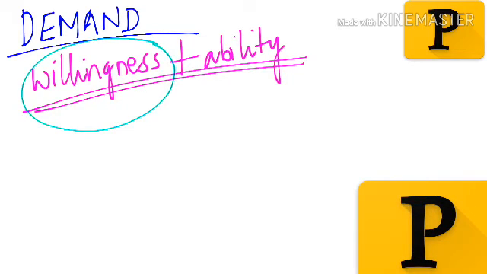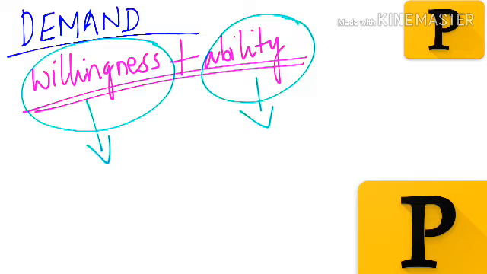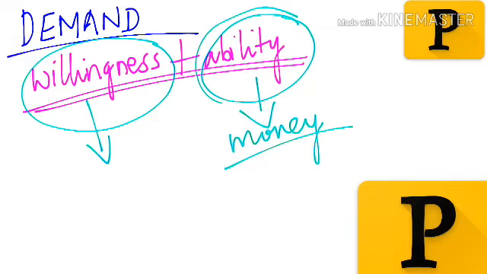What is willingness? Willingness means the wish for it. You are willing to buy it. And what is ability? Ability means you should have the money to buy it. The monetary ability. So, willingness plus ability would give you demand. And if we take this ability separately and see what is the relationship between this ability and demand. Let us see. So, ability means money.